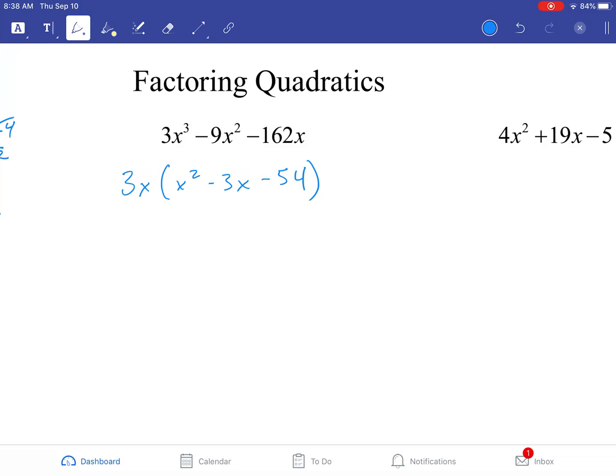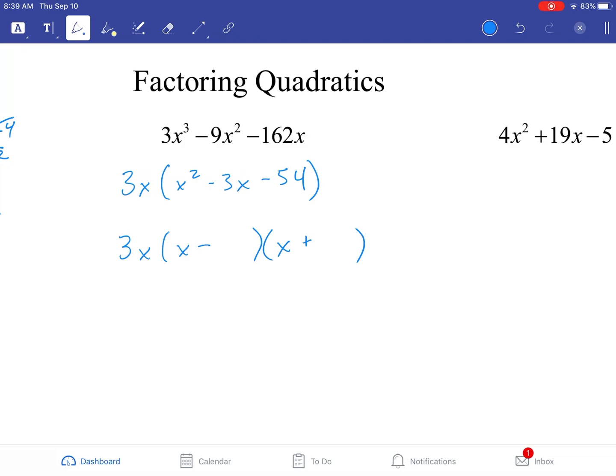So we have to do that now. We're going to rewrite the 3x because it's still part of our problem. But then we're going to do the same kind of steps that we did in the last one to factor what we have left. So I'm going to write my x's. I'm going to take that first sign that I see, which is negative, and make that a negative. Then I tell myself, what times a negative would give me a negative 54? That'd have to be a positive number.